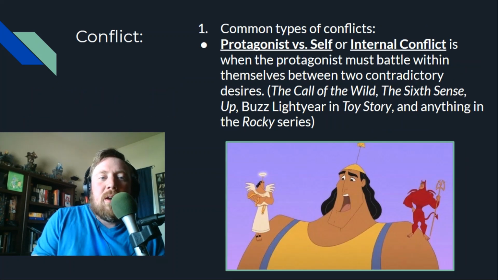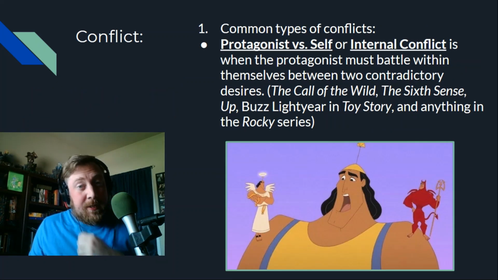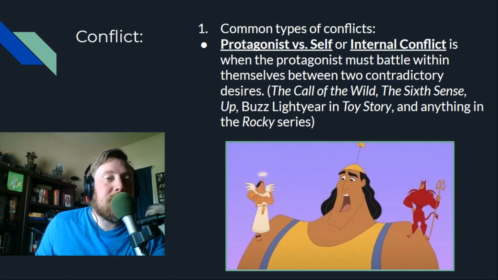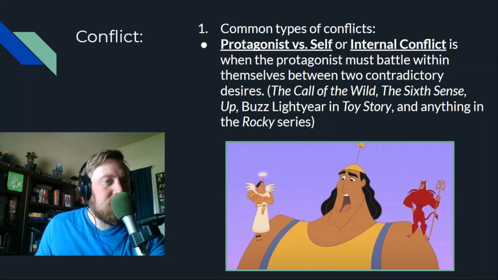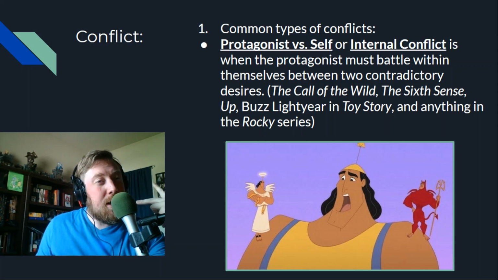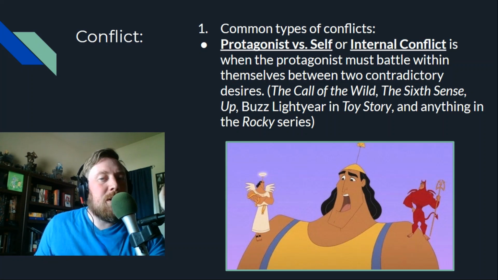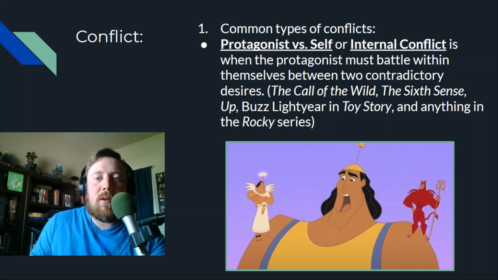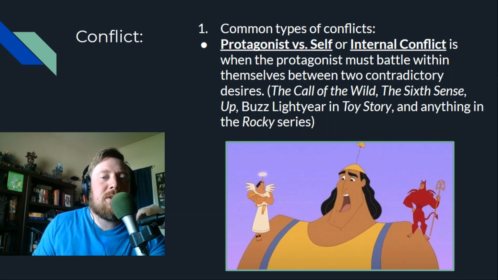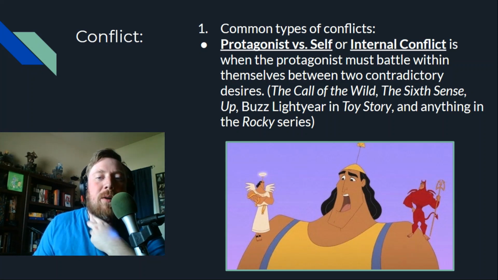Okay, so that brings us to conflict. And remember, conflict is the most important component of any story, and there are lots of different types of conflict, right? There are two main types, and you have internal conflict and external conflict. And for the most part, most conflict, the most variety is in external conflict, okay? Because the only kind of internal conflict that you can have is protagonist versus themselves. And that's where the protagonist must battle within themselves between two contradictory desires.